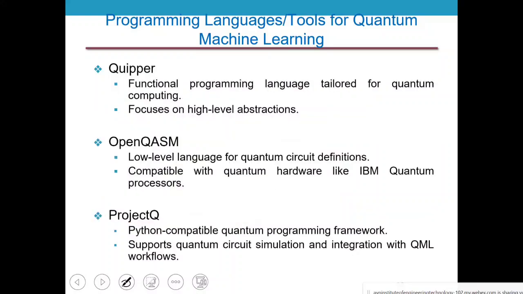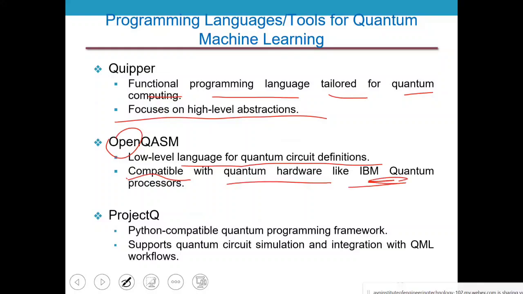Example is automatic computations. And a functional programming language tailored for quantum computing that focuses on high-level abstractions. OpenQASM is a low-level language for quantum circuit definitions and is compatible with quantum hardware like IBM quantum processors. And ProjectQ is a Python compatible quantum programming framework, and it supports quantum circuit simulation and integration with quantum workflows.